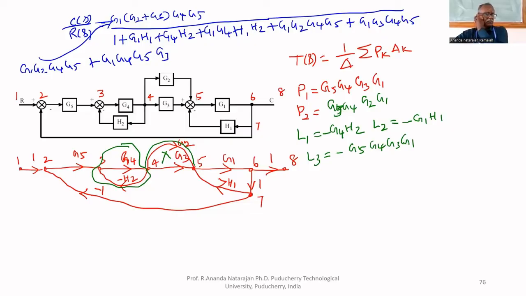That's all. L4 equal to another path we can find: 2, 3, 4, G2, 5, 6, 7. That is another path. Therefore, that also can be written as minus G5, G4, G2, G1. That's all. Any other loops? Individual loops?